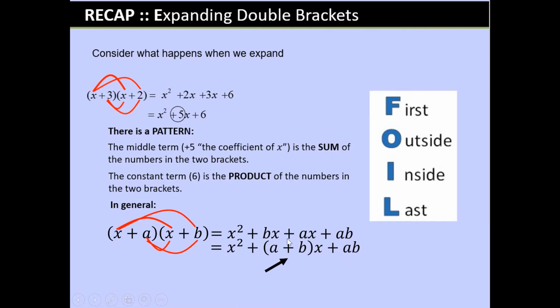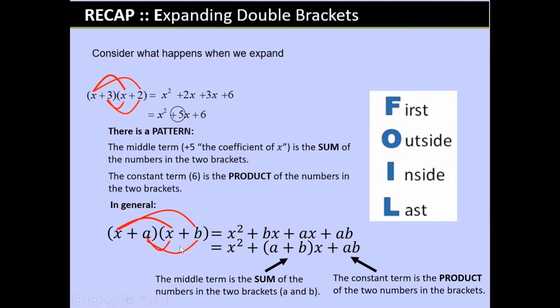Now if we look at this, the middle term is the sum of the two terms in the brackets, and the constant, which is at the end, is the product of the two terms in the brackets. So a times b is ab over there, as you can see. So using this logic, we can now factorize the given algebraic expressions.